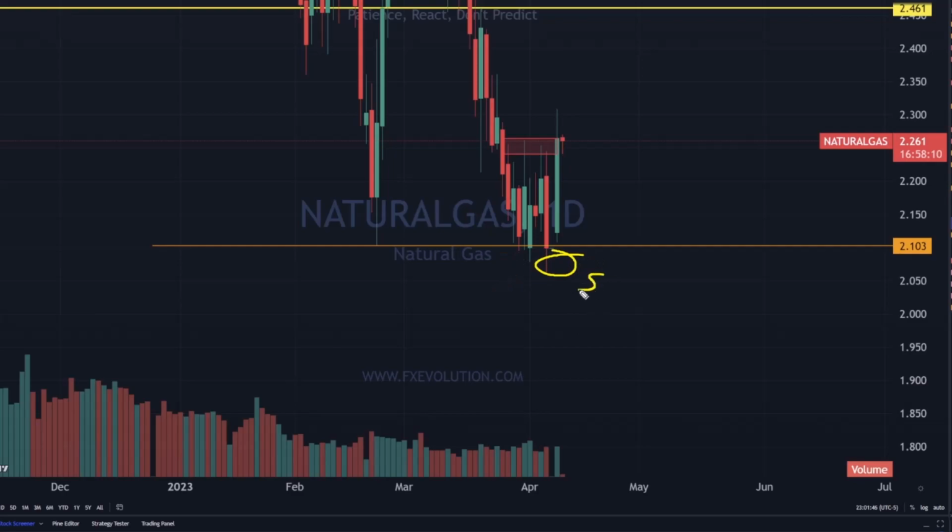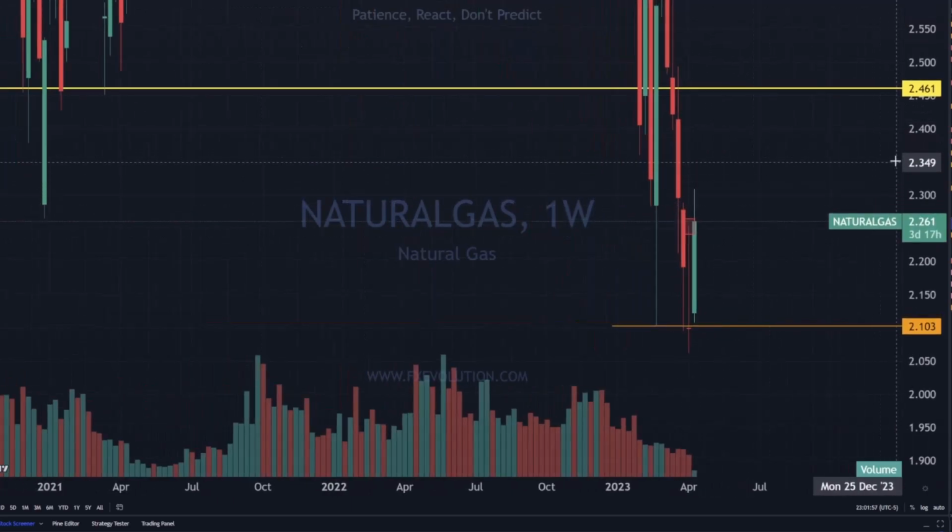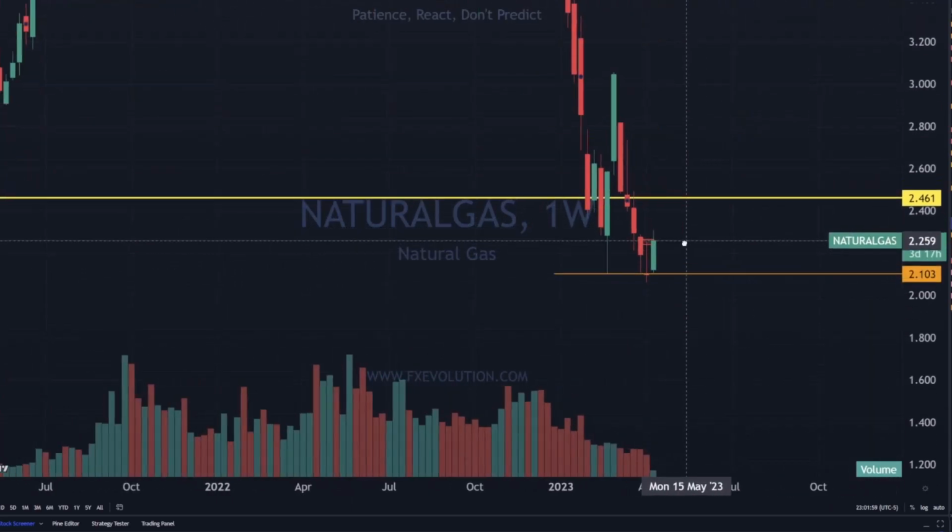It took out people's stop losses again, so it definitely hunted everyone down here. This was a level we've been very patient for and we've waited. And I like the action that it put through in the last 24 hours. I do think that's fairly strong. We now need a weekly close high.